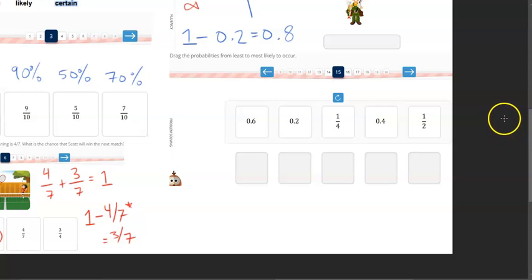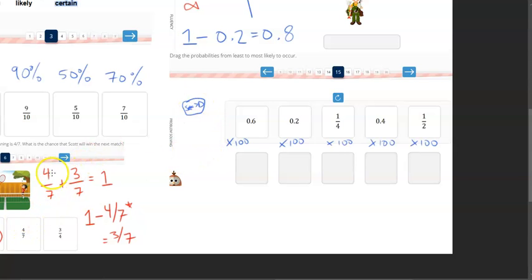Last question here is we're going to drag the probabilities from least to most likely to occur. Now the only problem is we've got some of them in decimal format and some of them in fraction format. So to make this easy, what we should do is use our calculator and times every single one by 100. It should give the answer in the form of a percentage. If it still shows a fraction for whatever reason, use the SD button to help you out.